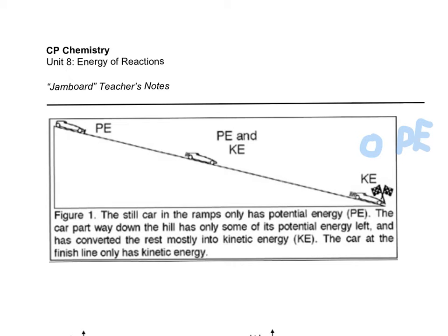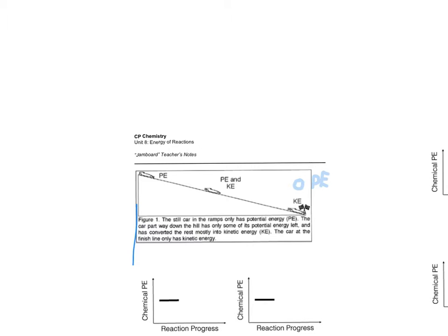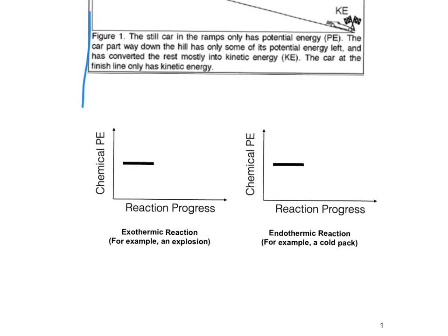Okay, so that is energy that is changing form from potential to kinetic. We now want to do a very similar thing in chemistry, and we want to do it with chemical reactions. So in these next images, you see a favorite graph of chemists. I talked about this a little bit in the Jamboard from last class, and what this is, it's graphing potential energy as the reaction progresses.